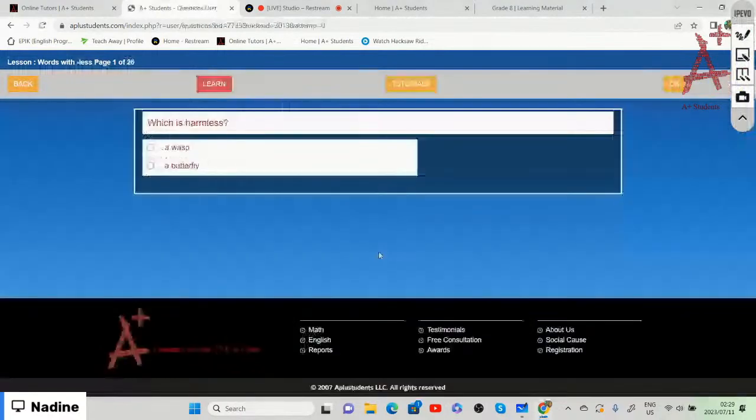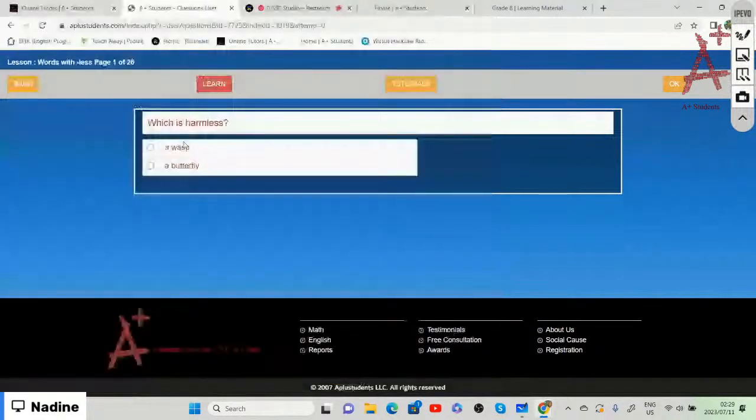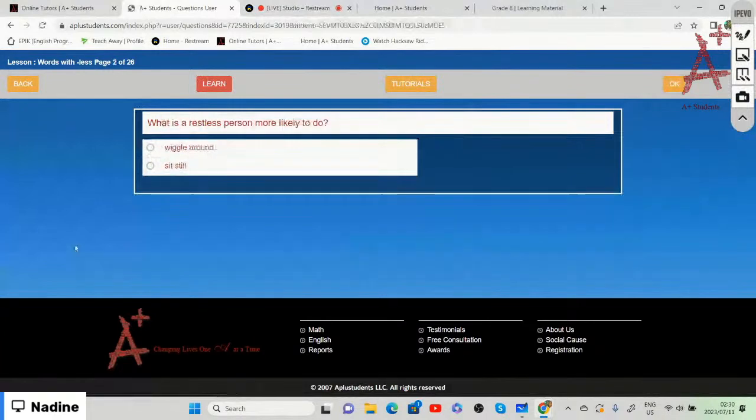Let's do a little test. So words with less, right? Which is harmless, right? Is it a wasp or a butterfly? Harmless. Let's go with option two, right? So butterfly is harmless. It won't cause you any harm.